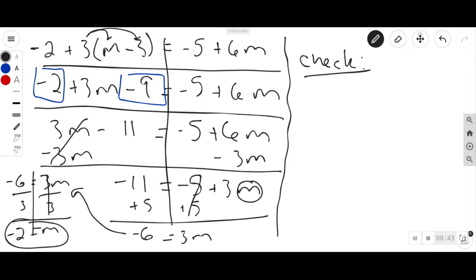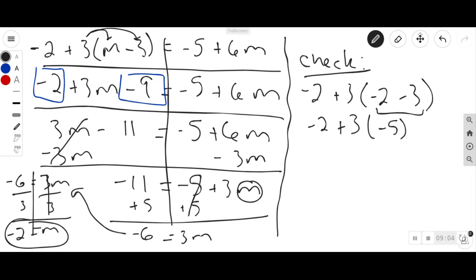Now just because of space, I'm going to break the check up. I'm going to do the left side by itself. So we're plugging in negative 2. Let me get rid of that. Minus 3. So that's going to give us negative 2 plus 3 times negative 5. So then I can multiply. So negative 2 minus 15. Well, that's going to give us negative 17.